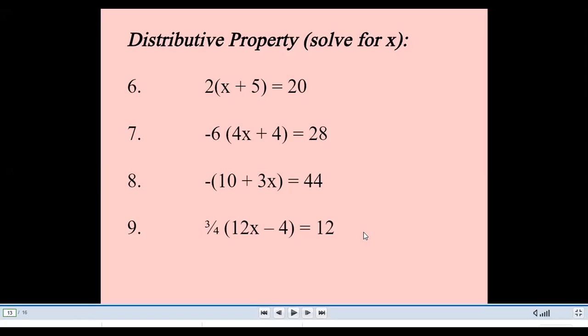Okay, then look at the third question, which is negative (10 plus 3x) equal 44. How can we solve this question? Did you see question number 3? Who can tell me how we can solve it? We have only 2 minutes, so I will try to help you answer this question quickly. The question is negative (10 plus 3x) equal 44.